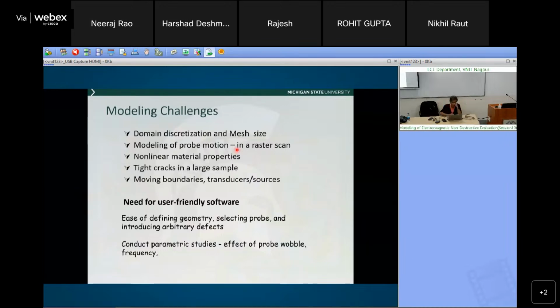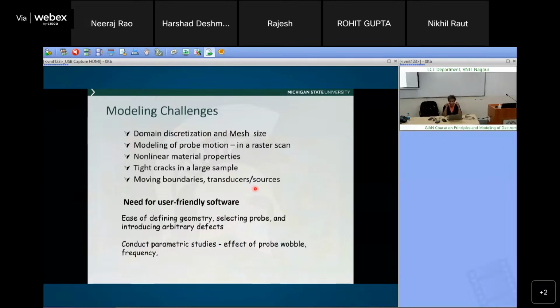So how to optimize the mesh? Then we have nonlinear material properties in the support region. So all that has to be addressed by the simulation model. So we have very tight cracks. Stress corrosion cracking takes place along the grain boundaries, so it's very, very tight. How do you model it?